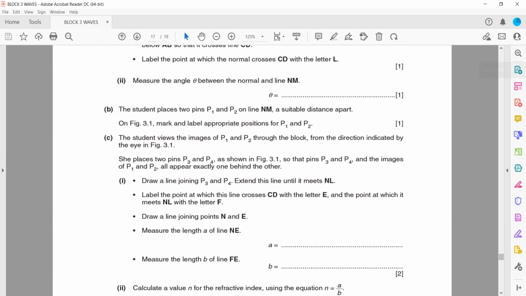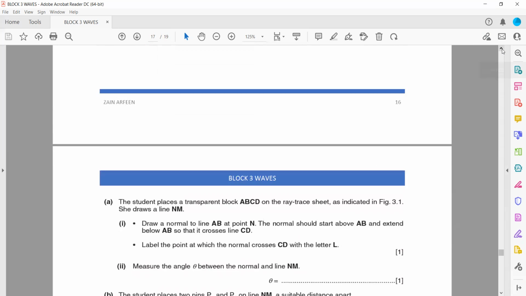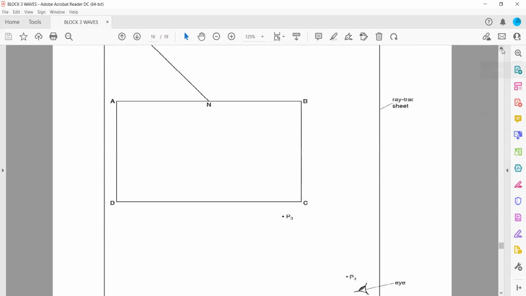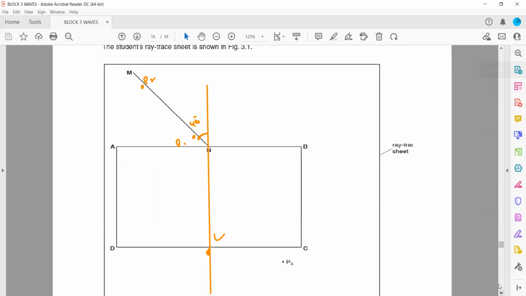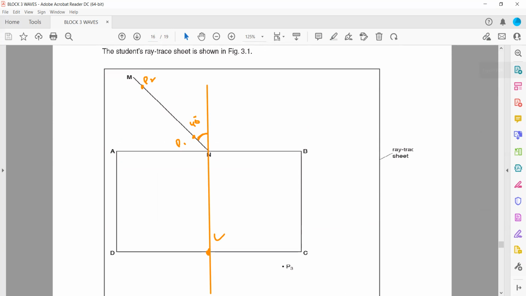Let the student view the image of P1 and P2 through a block from a direction indicated by an eye. He places two pins P3 and P4, which are shown in the figure, and the image of P1 and P2 all appear exactly behind. Draw a line joining P3 and P4 and extend this line until it meets NL. So we have to draw a line which is joining P3 and P4. So this line will be there, which is joining P3 and P4. There is P4 also, I will zoom out.